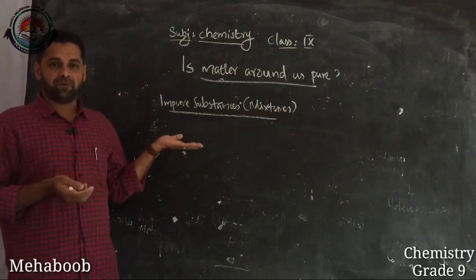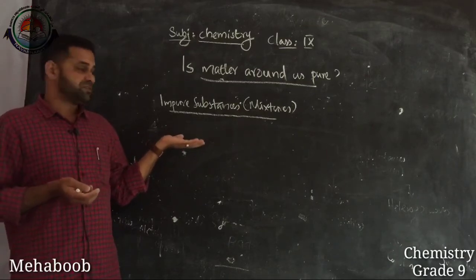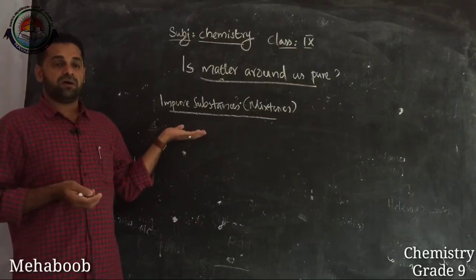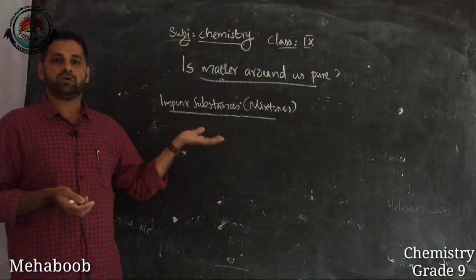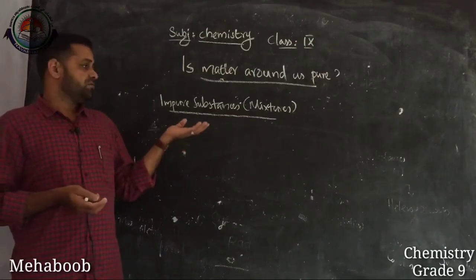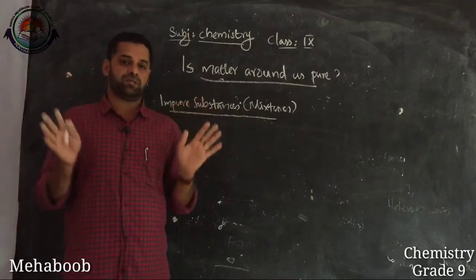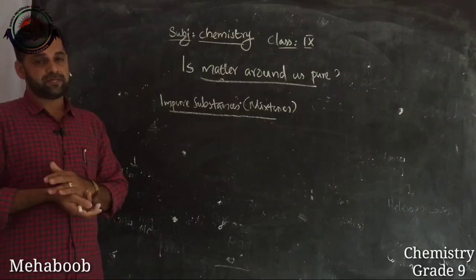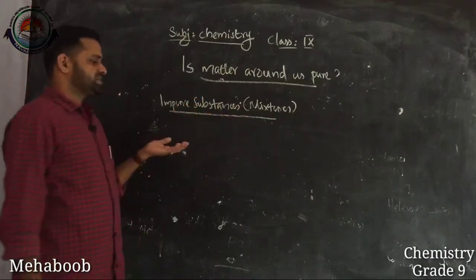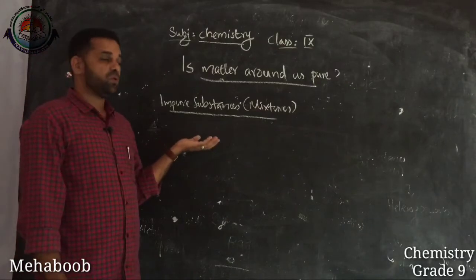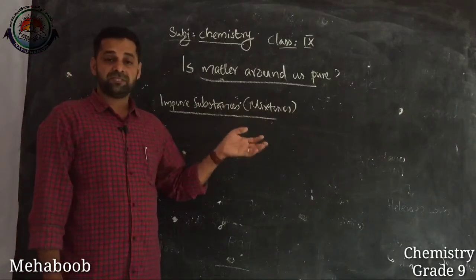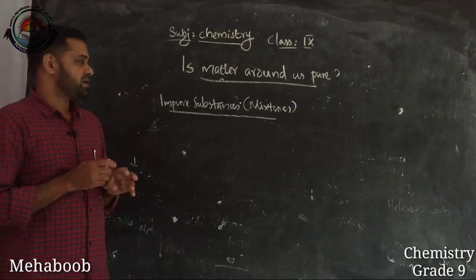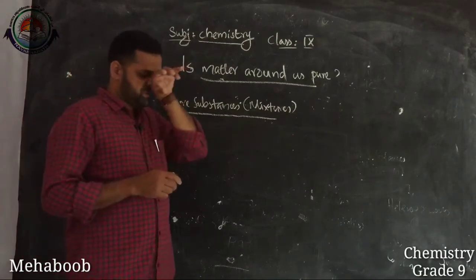Impure substances are a form of matter formed by the combination of two or more pure substances. Pure substances means elements or compounds which are physically mixed in any proportion, that is called mixtures. So, mixtures are formed by the combination of two or more pure substances which are physically mixed in any proportion. I will tell you some examples for the mixtures.